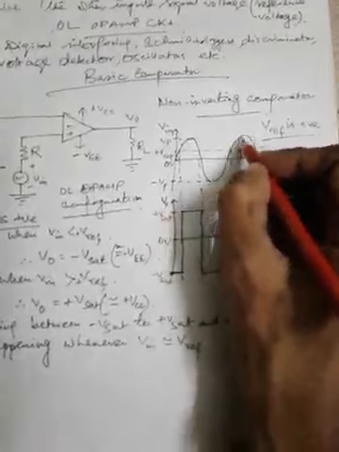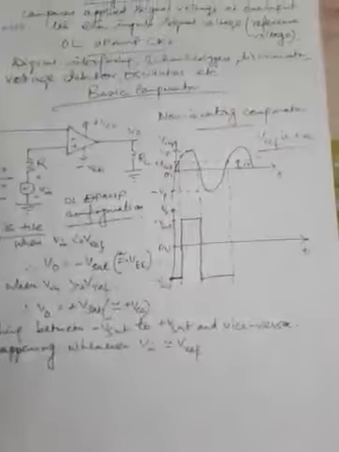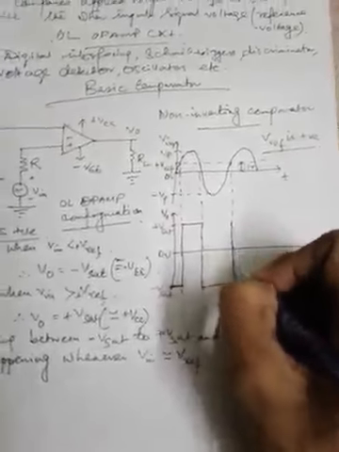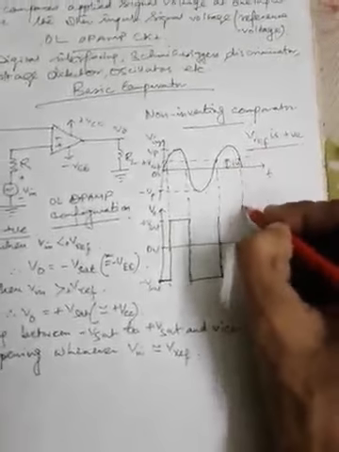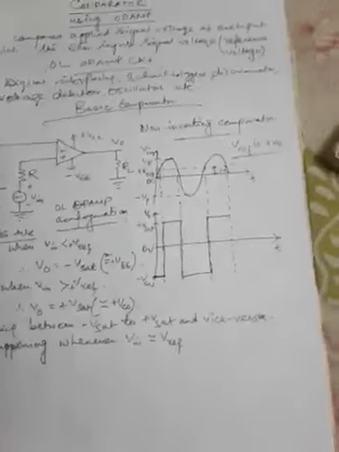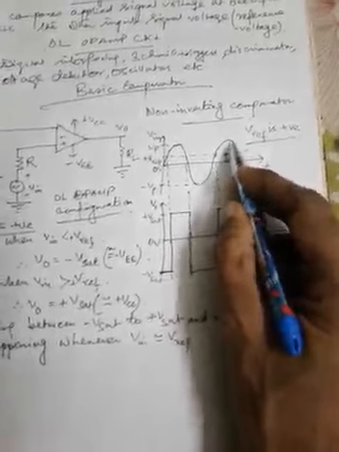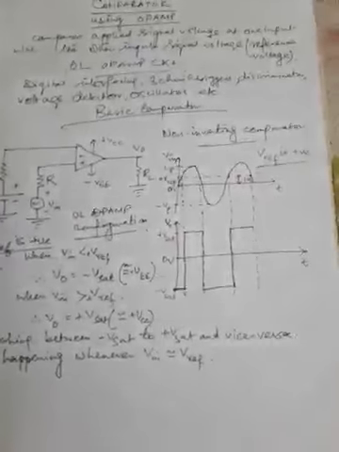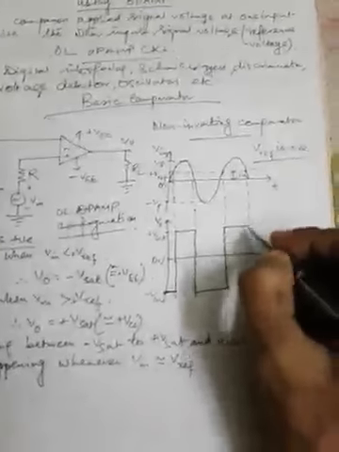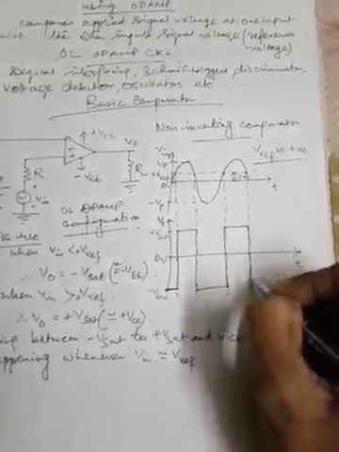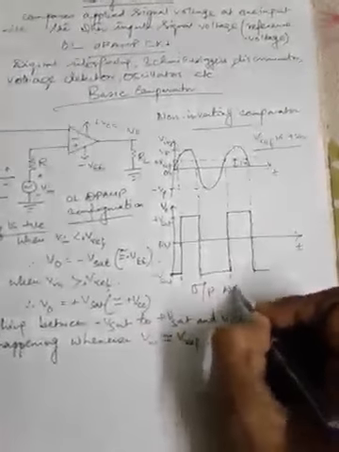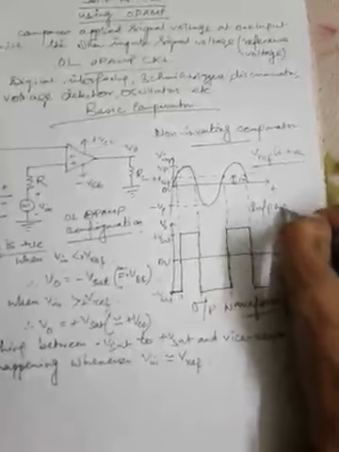Now once again here V in is going above V reference, so it will jump up to catch the plus V saturation level, and as long as V in is above the plus V reference level, it will maintain plus V saturation. Once V in comes down crossing plus V reference again, the output will switch from plus V sat to minus V sat and stay as it is. So this will be the output waveform for the basic comparator when V reference is positive, and this is the corresponding input waveform.